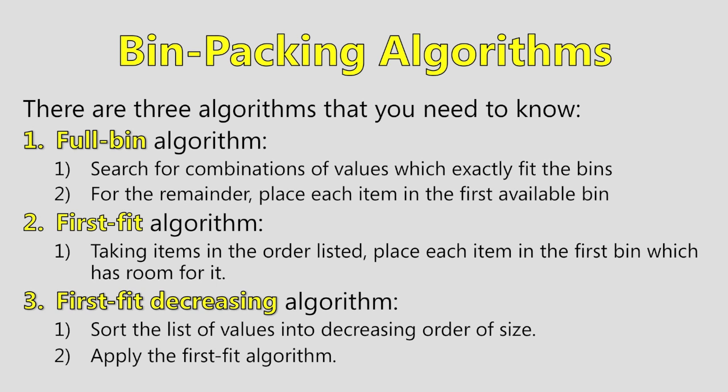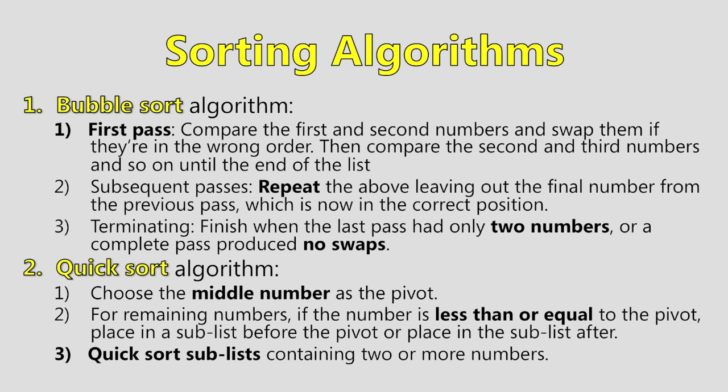The other load of algorithms you need to know is sorting algorithms. There are 2 of these. Bubble sort, always bubbles. We love bubbles. Number 1, the first pass. This is where you compare the first and second numbers and swap them if they're in the wrong order. Then compare the second and third numbers and so on until the end of the list.